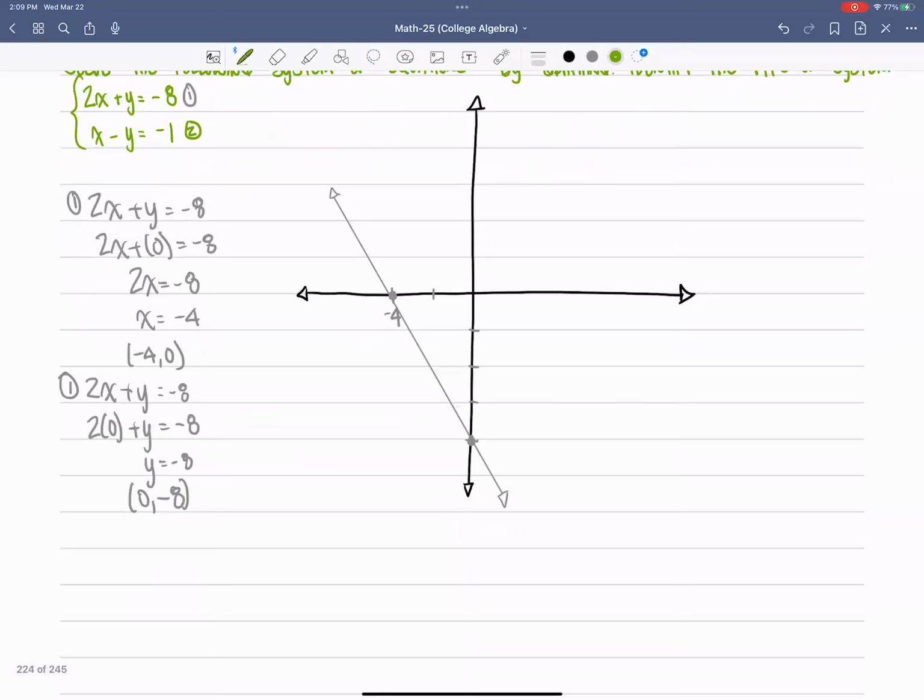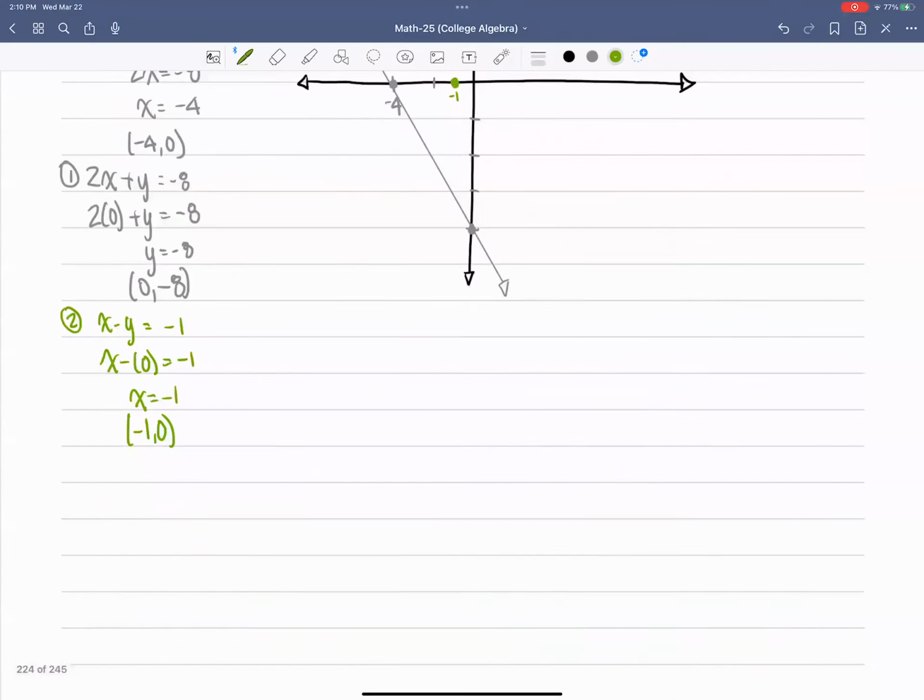So for equation 2, let's start with our x-intercept. For our x-intercept, we're setting y equal to 0. So x minus 0 equals -1. We have x equals -1. So when x is -1, y is 0. That gives us that point right there.